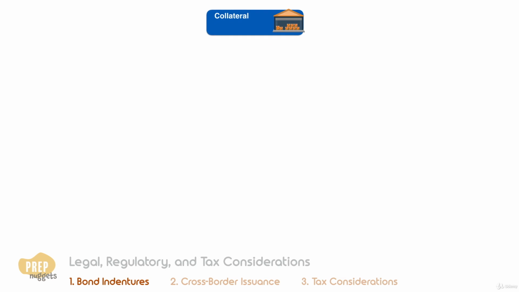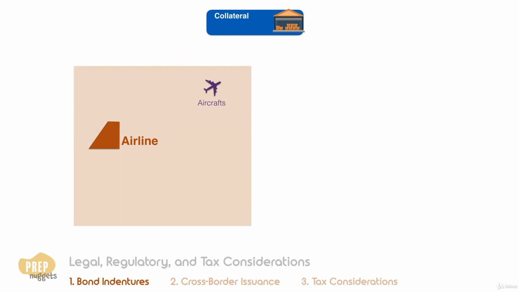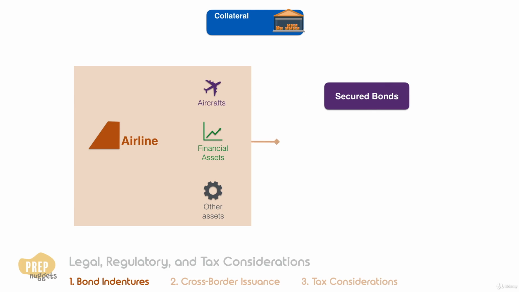Collaterals are assets underlying a debt obligation, above and beyond the issuer's promise to pay. To illustrate, let's take an airline, for example. A typical airline may own assets like aircrafts, financial assets, and other assets like cash, equipment, and properties. The airline can issue secured bonds and unsecured bonds.